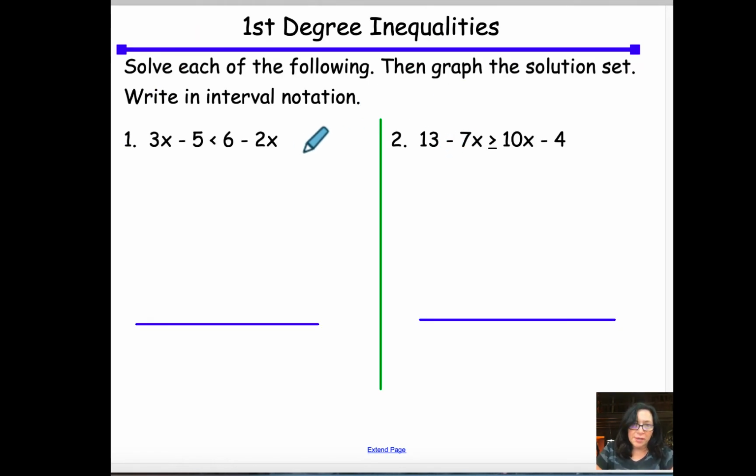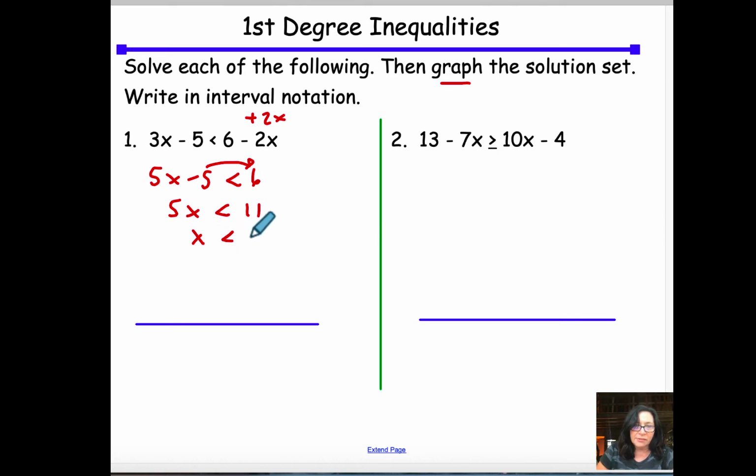First degree inequalities. Solve each of the following and write the answer in interval notation. Then also we want to graph this. Let's get started. We're going to solve the first inequality. I'm going to move the negative 2x over by adding 2x to both sides, and that's going to give me 5x minus 5 is less than 6. 5x is less than 11 because I'm going to add 5 to both sides. Then I get x is less than 11 divided by 5.